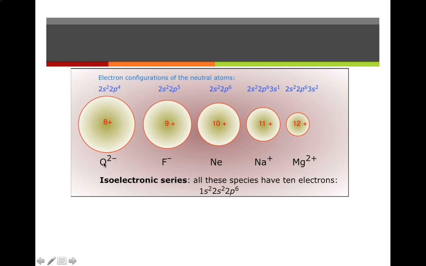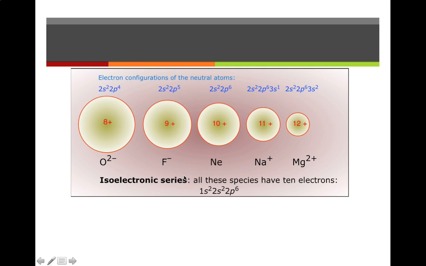We can see that the oxygen and the fluorine are bigger than neon, which has the same electron configuration, but they have fewer protons, so there's going to be more repulsion than there was to start with. The sodium and the magnesium have both lost electrons but have the same number of protons that they did originally, so they're going to pull in those electrons even more, making it even smaller.